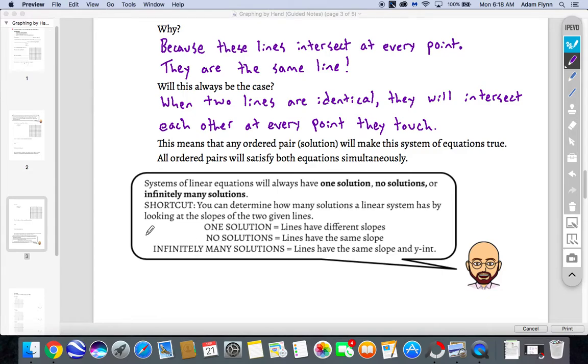So, a little shortcut here: you can determine how many solutions a linear system has by looking at the slopes of the two given lines. We know it has one solution if the lines have different slopes. We know the system is going to have no solutions if the lines have the same slope, and that's the second example we took a look at. And the system will have infinitely many solutions if the lines have the same slope and y-intercept, which ultimately means that they are the same exact line.